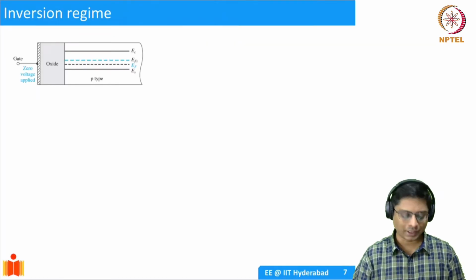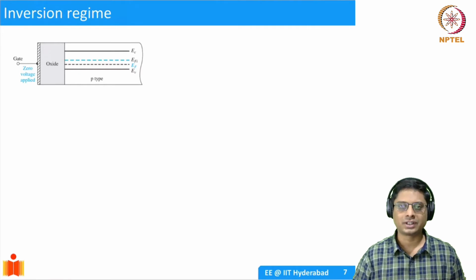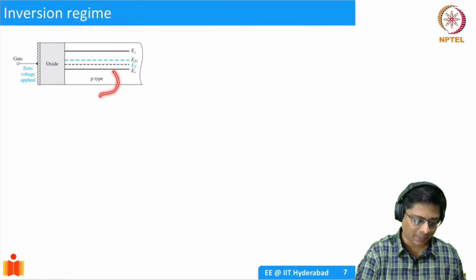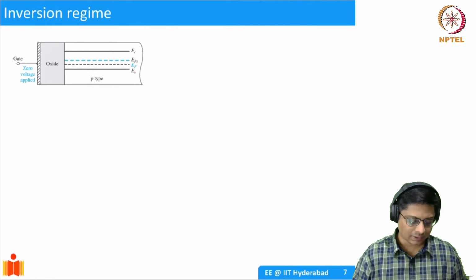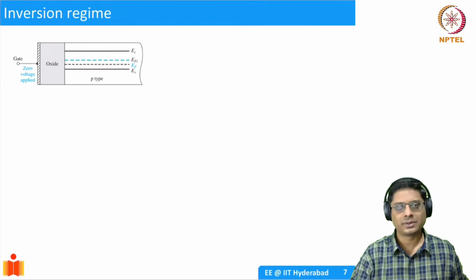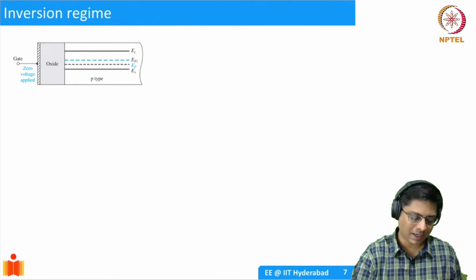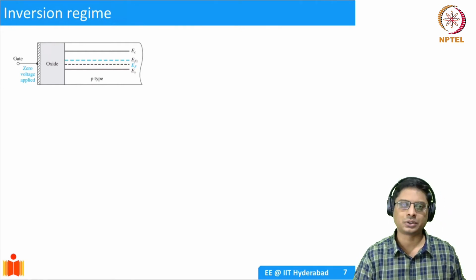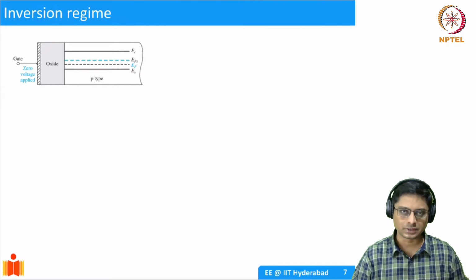Welcome back. In the last video, we were talking about various biasing modes for an NMOS capacitor. We started with a P-type substrate, and when there is no applied voltage, the bands will be flat. Right now, we are only looking at the bands in the semiconductor. We will worry about the oxide and the metal next week. For now, I just want you to focus on the semiconductor.